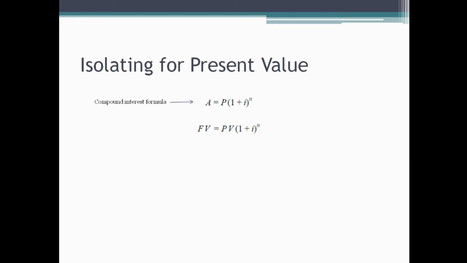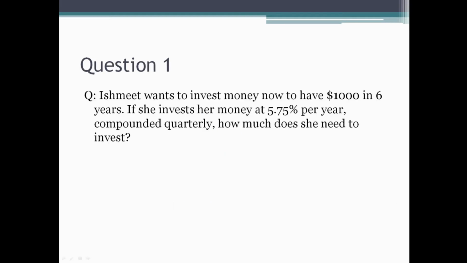In order to do that, we can isolate PV by dividing both sides by 1 plus I to the power of n. We're given a fraction. To simplify it, we can separate it into FV times 1 over 1 plus I to the power of n, and then flip the fraction by raising it to the power of minus 1. This gives us our final formula for present value. Let's solve an example question.